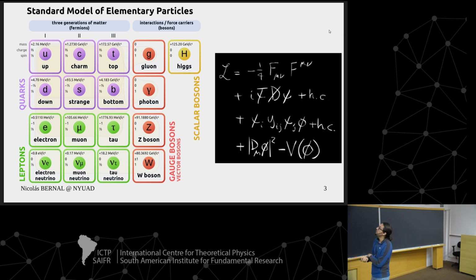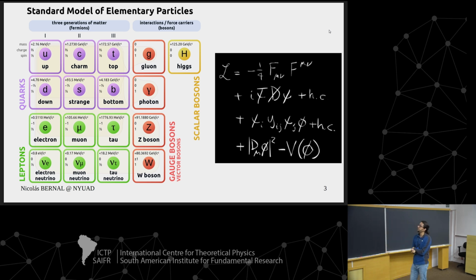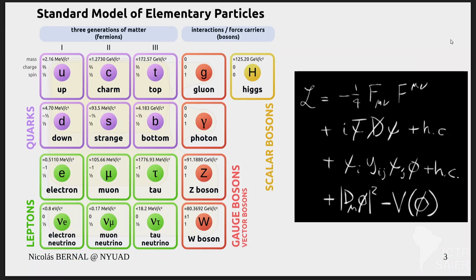There are several questions that are still unanswered in the standard model. For instance, we know that the neutrinos have mass, while the standard model predicts the mass of the neutrinos to be exactly 0. We also have the hierarchy problem of the Higgs that was discussed by Christophe, and dark matter, right?